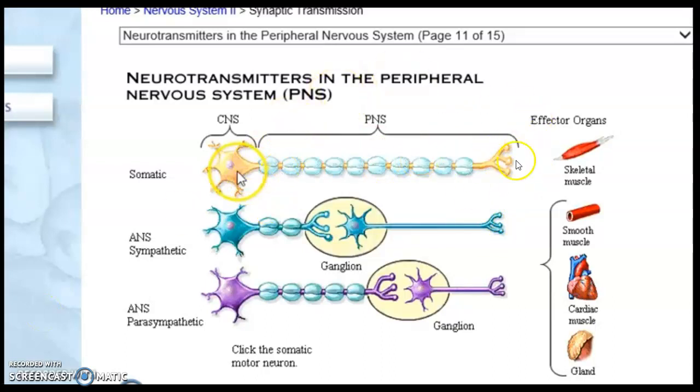Okay, what we're looking at here is what neurotransmitters are always released from the somatic. Well, it's always acetylcholine. Okay. What neurotransmitters are released from sympathetic? Now, we know the sympathetic is what's actually going to, where our epinephrine is going to come in. So epinephrine is always the neurotransmitter released directly to the organ.